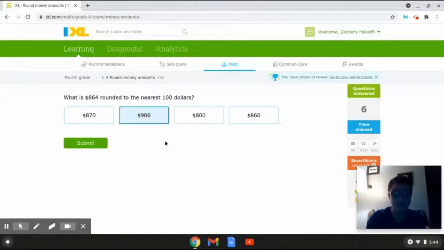So the answer for this problem is $900 because we took a look at the key digit and saw that the number next to it was bigger than 5, so we rounded it up, and it became $900. And that is how to solve this problem. So let's hop on to another one.